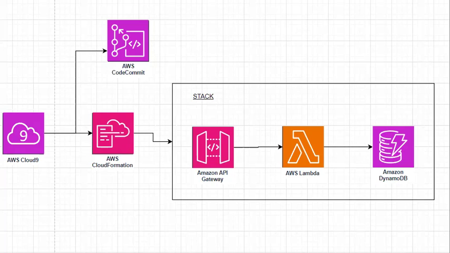Hello guys, welcome back. In this video, let us create this architecture. Now you can see what this architecture contains: a Lambda function, an API Gateway, and a DynamoDB at the backend, right? Yes.